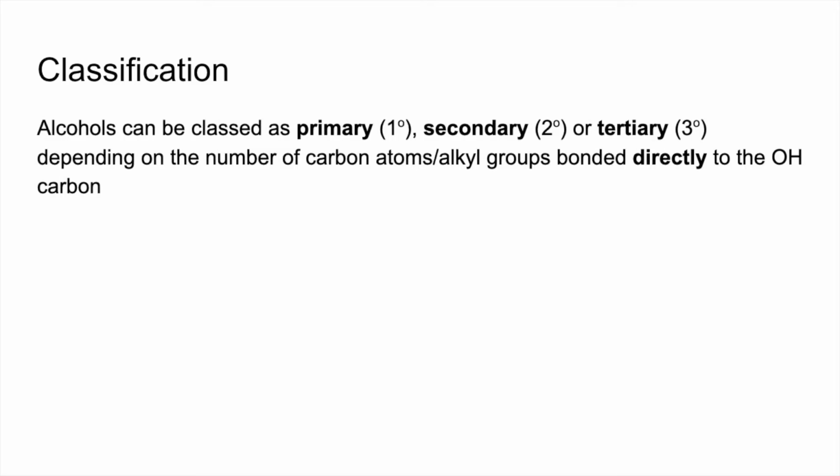So moving on to classification now. Alcohols can be classified as primary, secondary or tertiary, and that all depends on the number of carbon atoms or alkyl groups bonded directly to the OH carbon. So we'll start with this alcohol here, that's propan-1-ol. So if we focus on the OH carbon, you can see we've only got 1 carbon bonded directly, or 1 alkyl group bonded directly to that carbon, and so that's a primary alcohol.